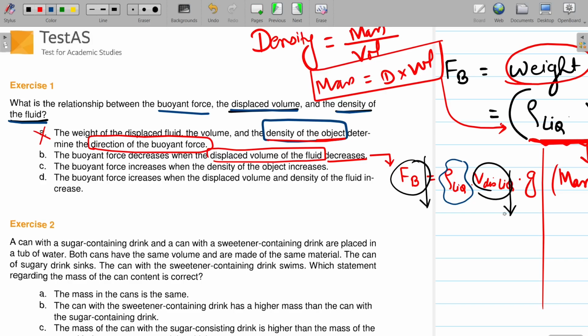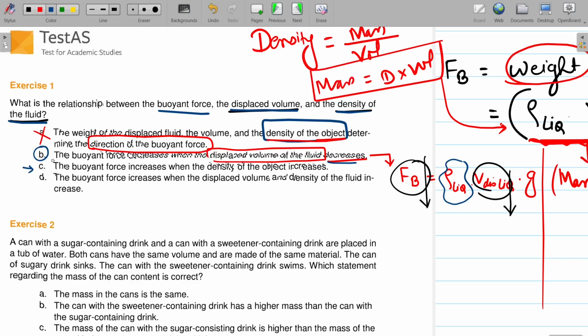This statement may be true when it is given that the density of the liquid is the same. So buoyant force decreases when displaced volume of fluid decreases. I will not consider this one more correct. Let us see the next statement. If we find some better option, then I will select that option. Otherwise, I can select B also.